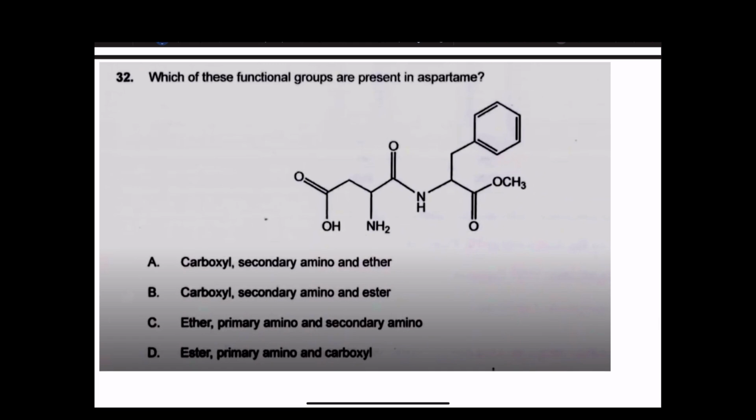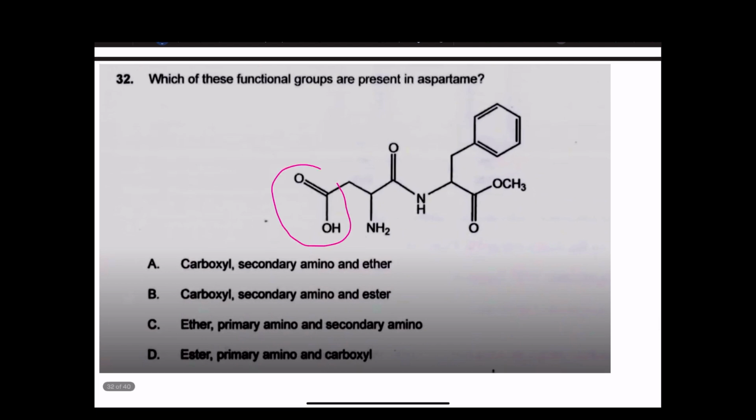Next one. What are the functional groups present in aspartame? Okay, so here I can see at the end we have a carboxyl group. This is a carboxyl group. This is an ester group. CH3, COOR prime, that's an ester group. So carboxyl and ester are present. So I can eliminate option A, I can eliminate option C. Okay, now there are two more groups.